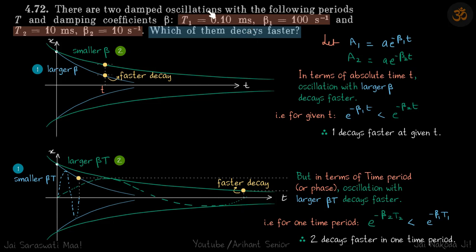We are given two damped oscillations with their time period and beta given. So T1 and beta 1 are given, and T2 and beta 2 are given. We need to find which of them decays faster.